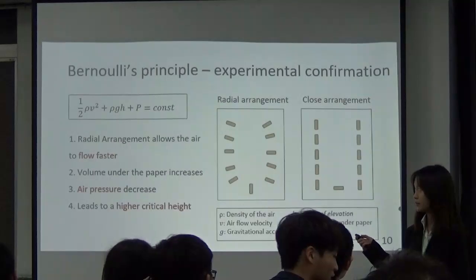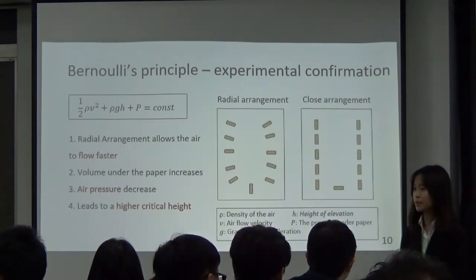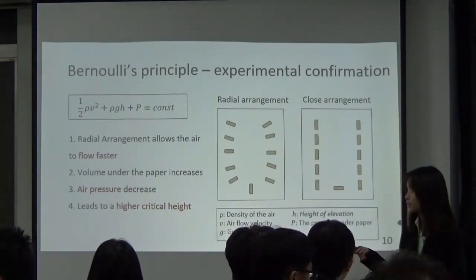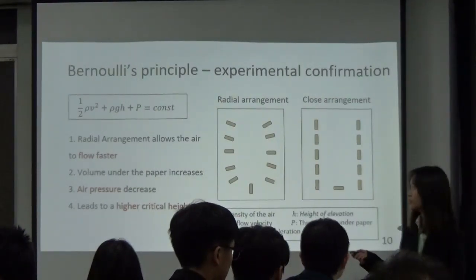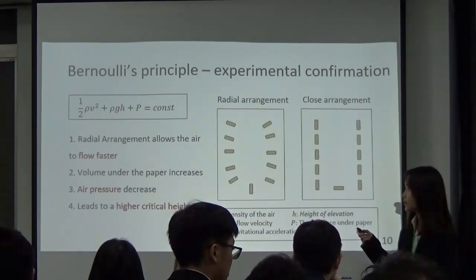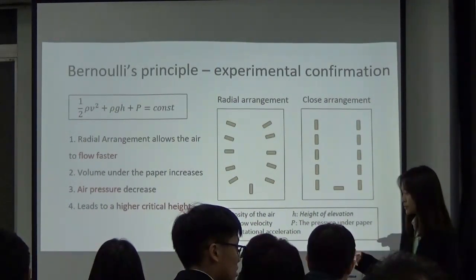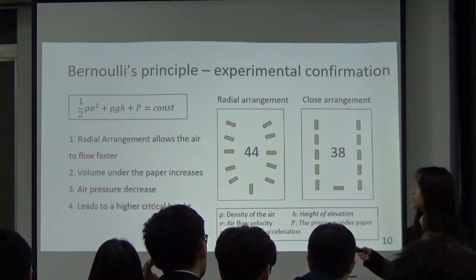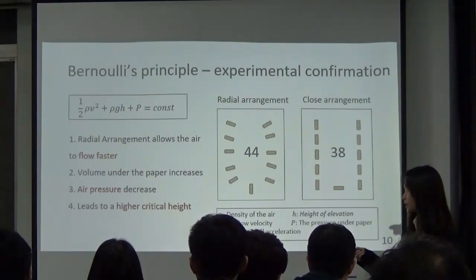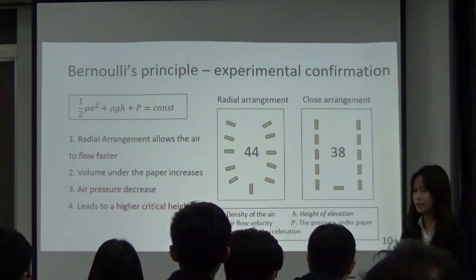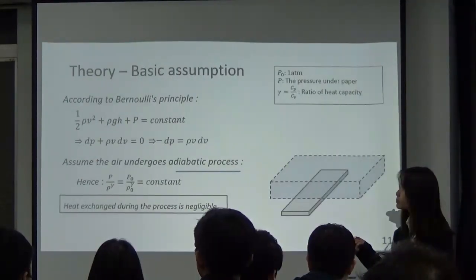One is a radial arrangement and one is a closed arrangement. The radial arrangement allows air to flow in faster, so it will lead to a higher critical height, when the airflow and the volume under the paper increase and lead to the air pressure decreasing. It turns out that the radial arrangement's critical height is really higher than the closed arrangement's. So we can make sure it is related to Bernoulli's principle.